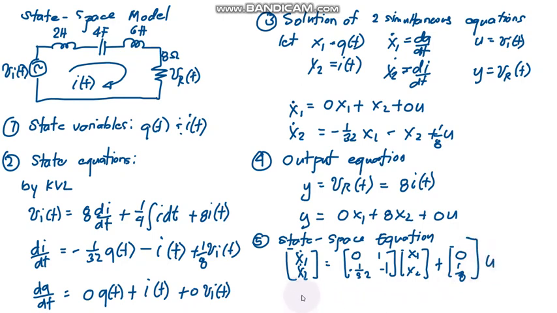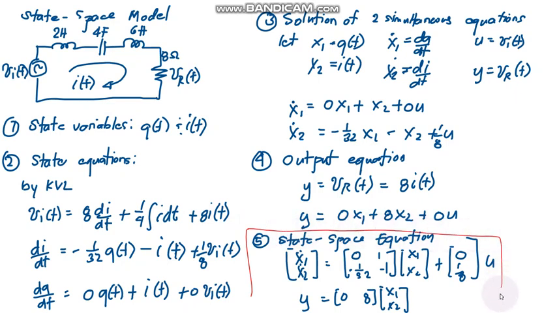And for the output equation y, we should have 0 and 8. That's x1 x2. Okay, so we don't have a D here, so there's 0 output. So therefore our state space equation is this one.